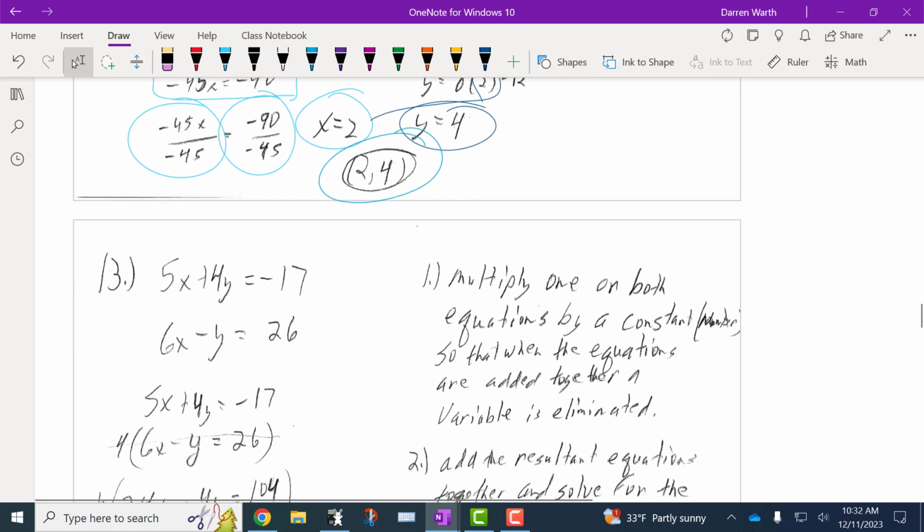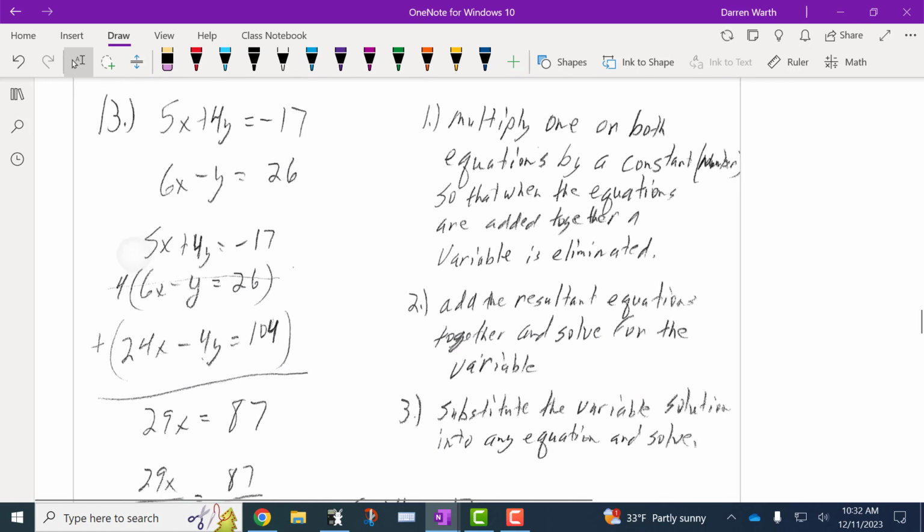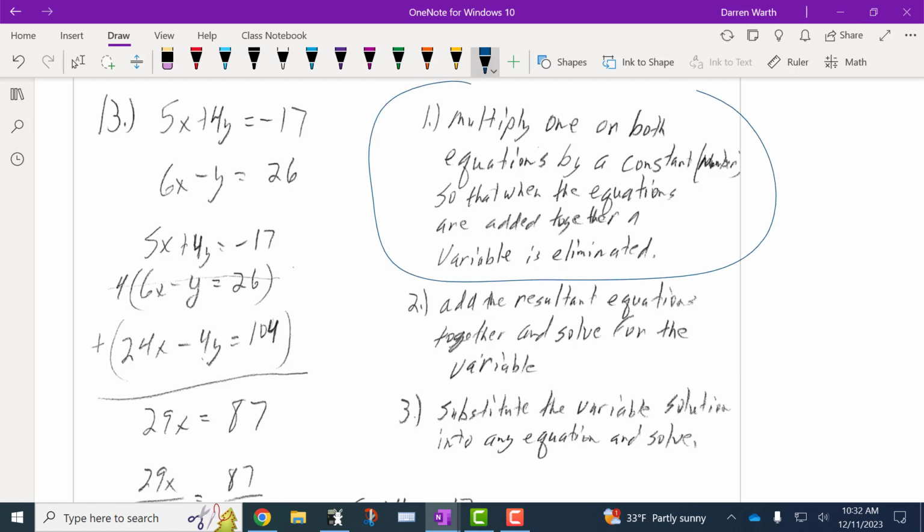Okay, on this next problem right here on number 13, you're going to notice now it says I want to go ahead and solve this system by elimination. Or do elimination, that means I need to multiply one or both of the equations by a constant or number, so that when the equations are added together, a variable is eliminated. So as I analyze this right here, I notice that I can eliminate my y value if I just go ahead and multiply this second equation by 4, because positive 4 and negative 4 give me 0. So that's what I'm going to do.